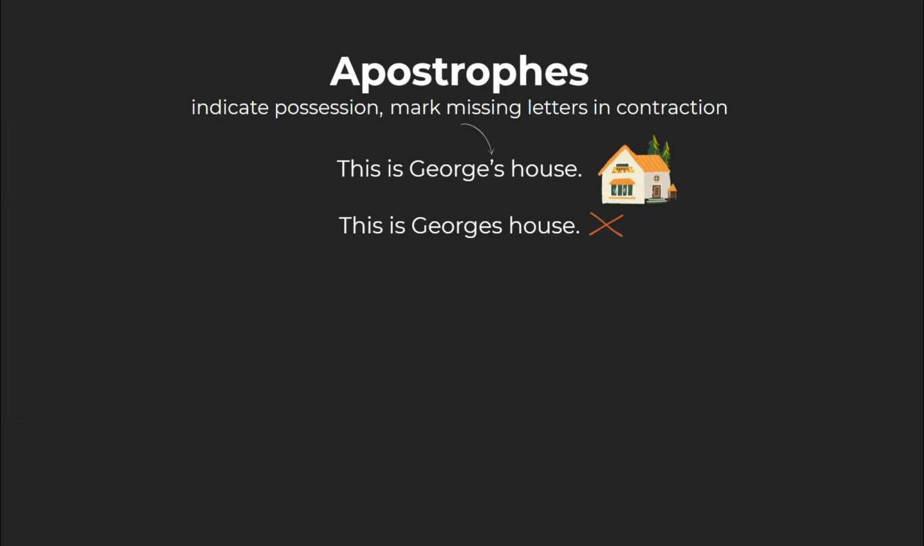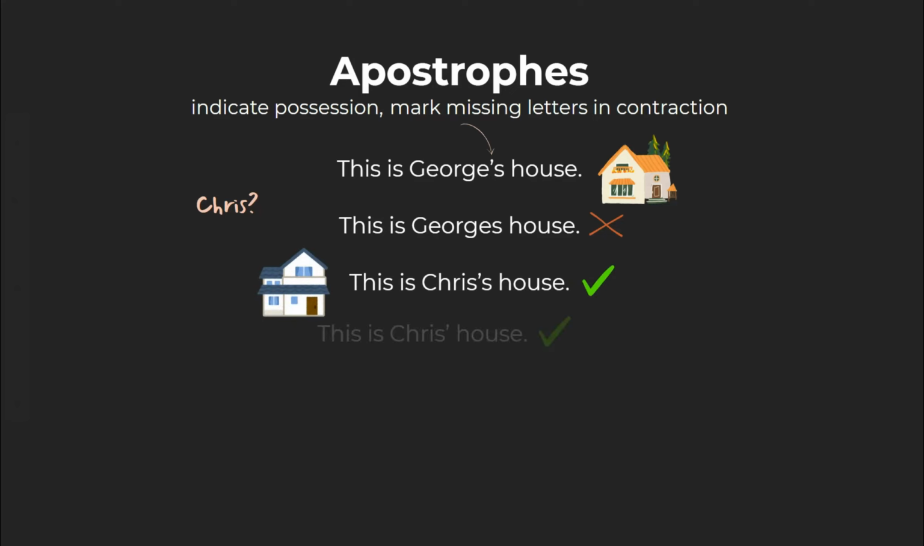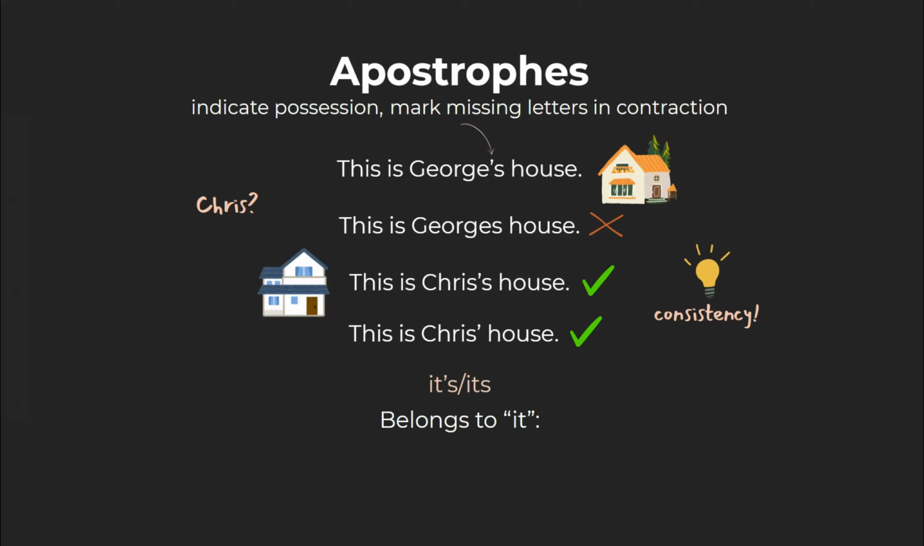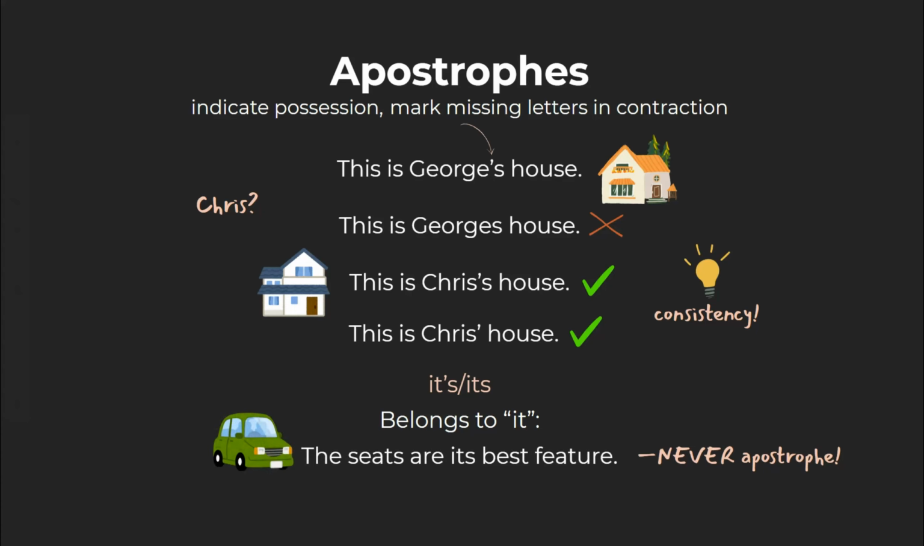But what if the house belongs to someone whose name already ends with an S? Chris, for example. In this case, it's grammatically acceptable to either add an apostrophe and another S after the S, or to simply add an apostrophe without another S at the end. Both are grammatically acceptable. The important thing is consistency. Pick one method and stick with it. The one exception to this rule is the word "its." When referring to something that belongs to an "it," for example, "The seats are its best feature," we never use an apostrophe. We leave it simply as "its."